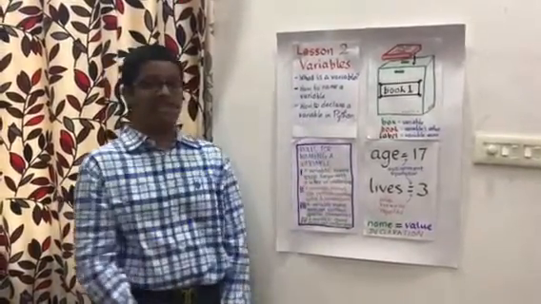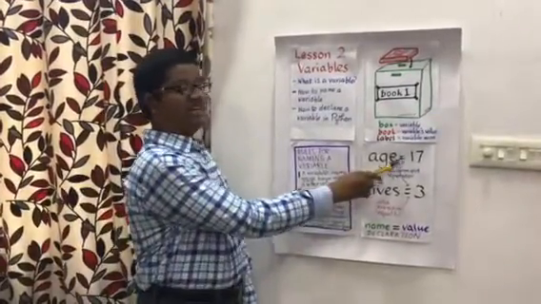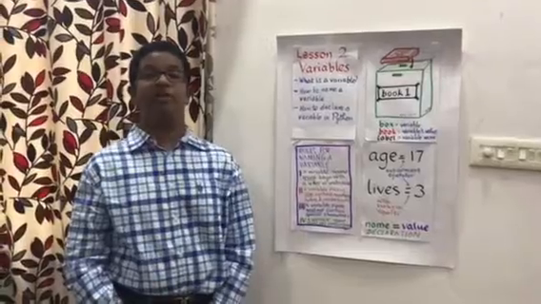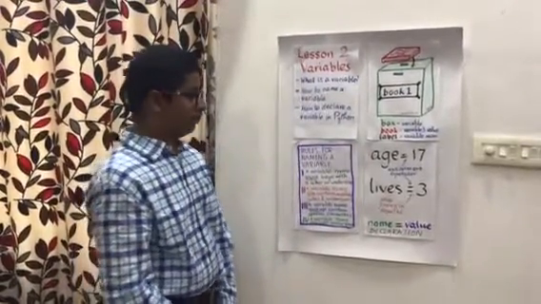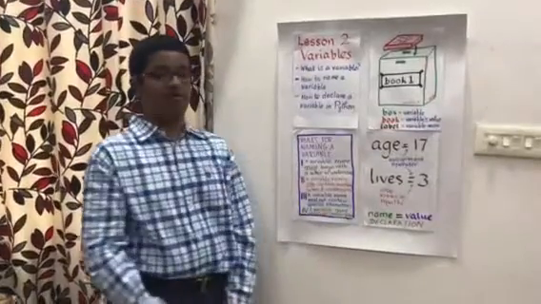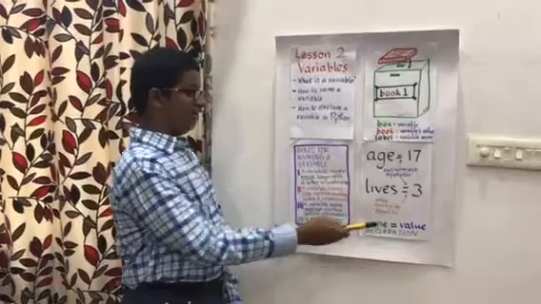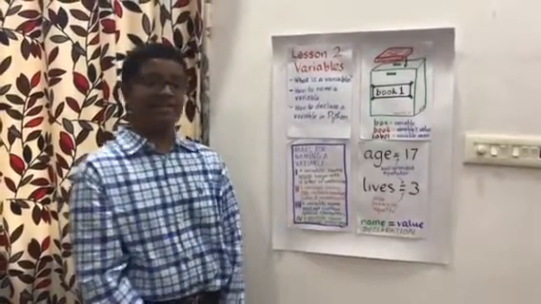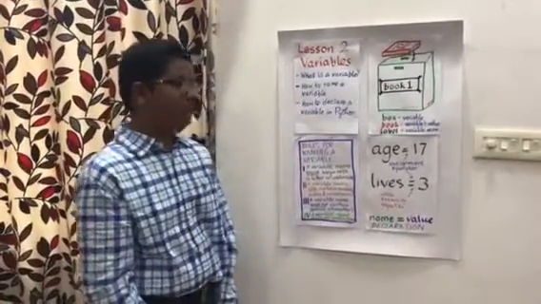Age equals 17 and lives equals 3. The equal to sign in programming is known as the assignment operator. We will be learning about operators in a later video. This is an example of a variable declaration. You first write the variable name, followed by the assignment operator, and lastly the value that you wish to assign to the variable.